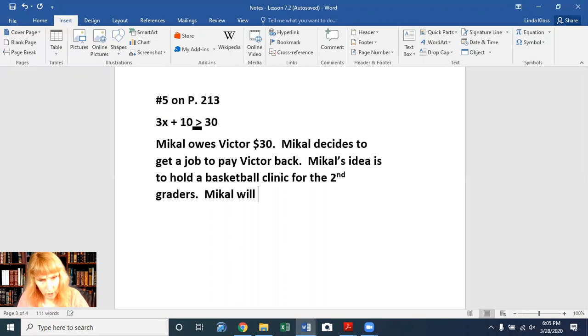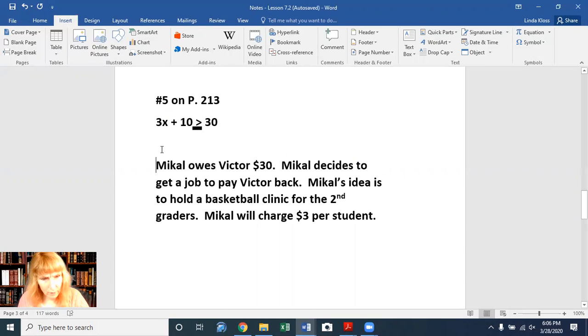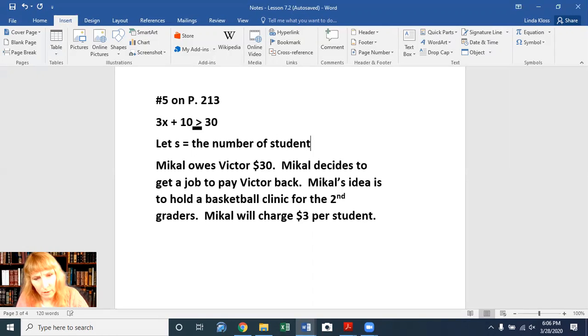Michael will charge $3 per student. Now, I'm going to have to figure out my variables. So I'm going to let S, what do you think it's going to represent? The number of students in Michael's clinics, right? Okay. So Michael will charge $3 per student.